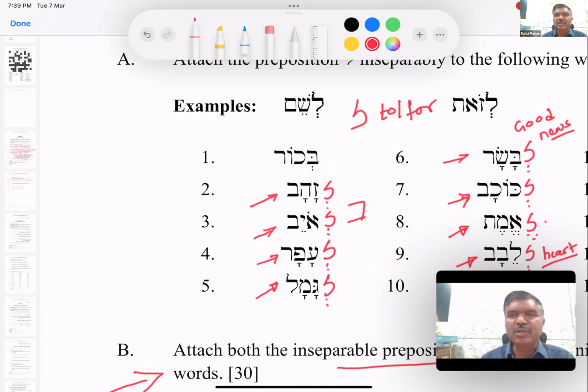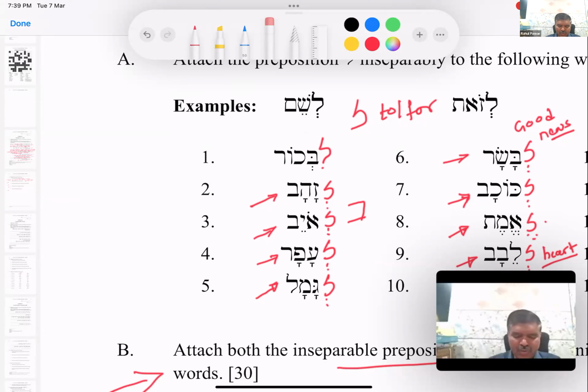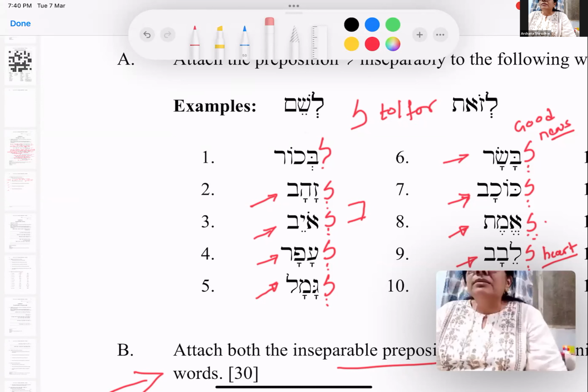This word starts with Shva. The general rule is lamed with Shva. Can two Shvas begin a syllable? So what will it be? It will be heightened to Hiriq. Li-bkor. And this Dagesh will be removed.